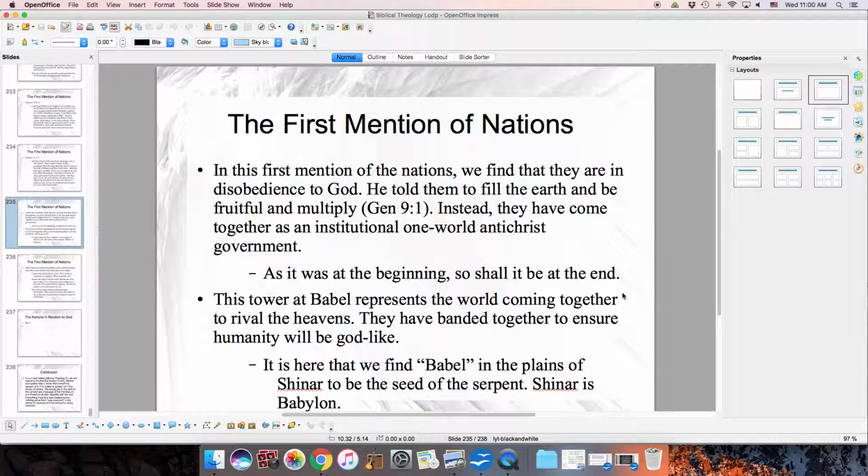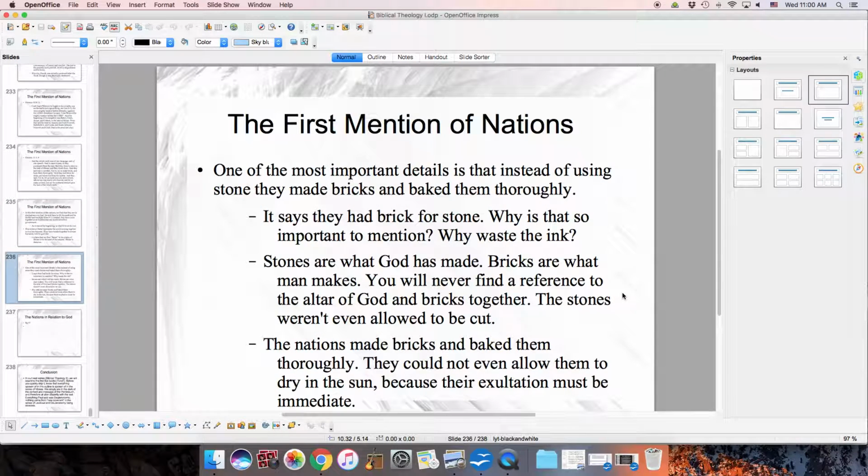So dastardly are their plans, and so instantaneously do they need them to be finished. One of the most important details is that instead of using stone, they made bricks and baked them thoroughly. It says they had bricks for stone. Why is that so important to mention? Why waste the ink? Stones are what God has made. Bricks are what man has made.